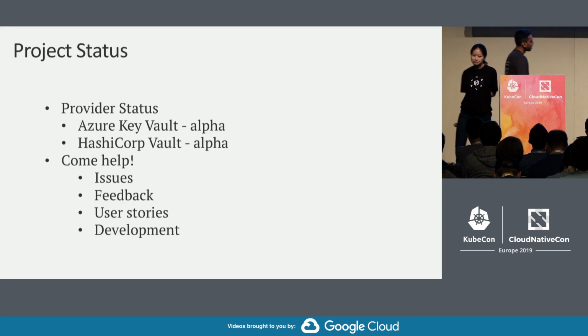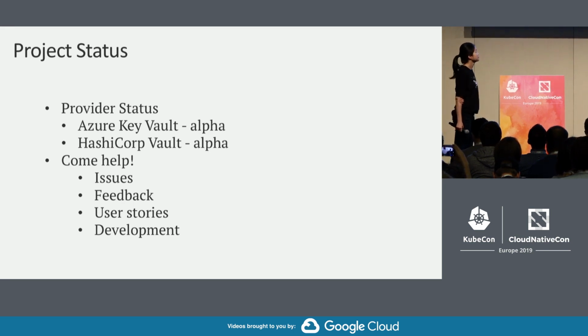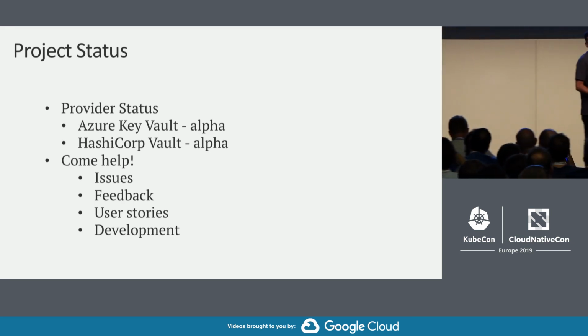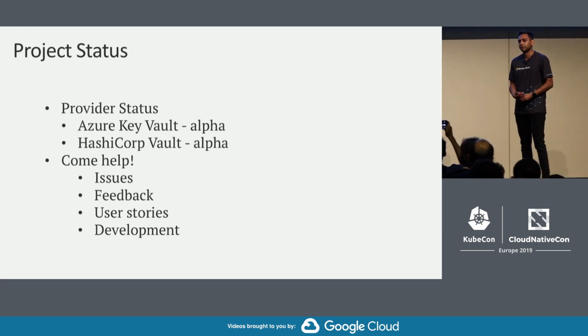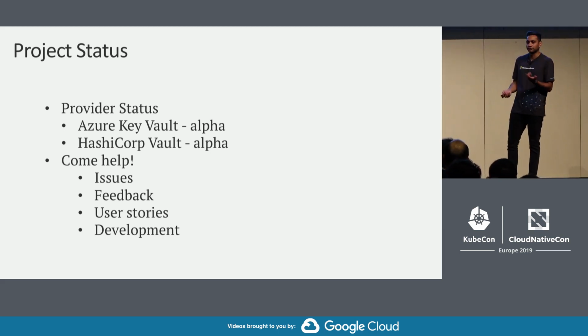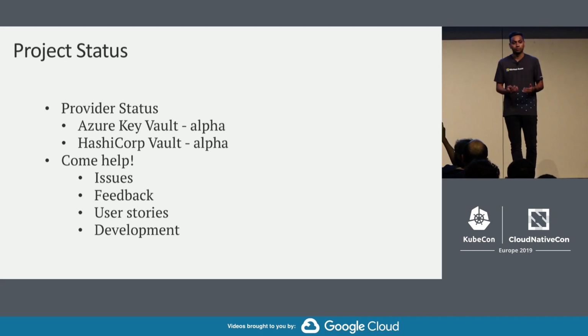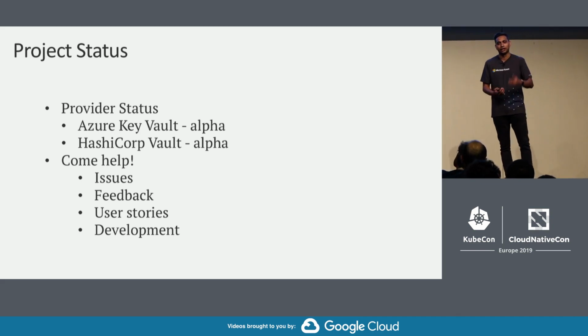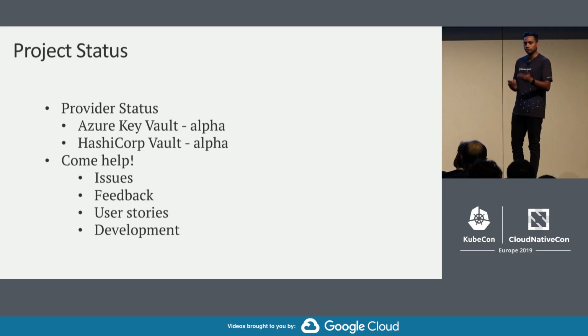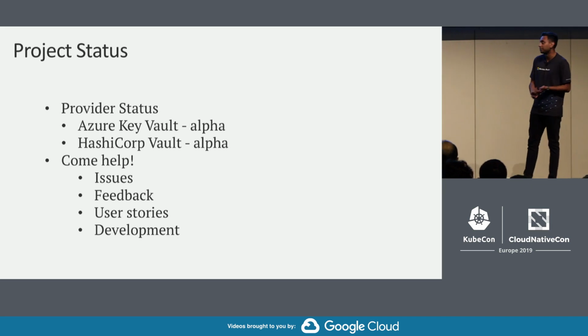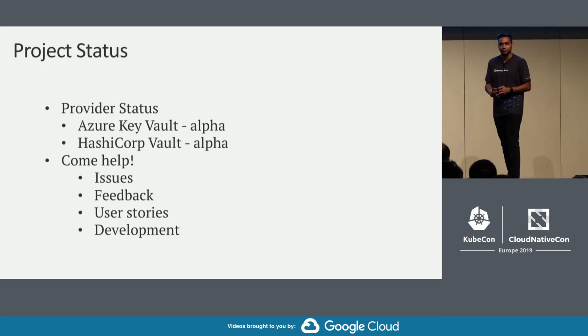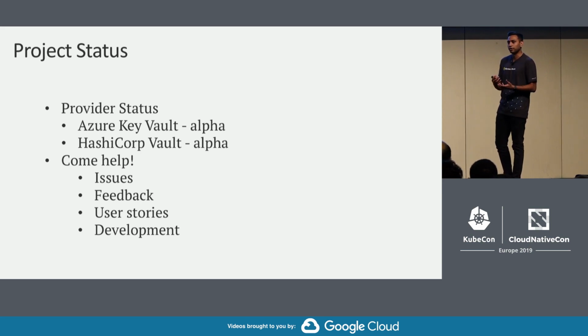All right, so in terms of the project status, you see a bunch of alphas there. You can download it today, you can experiment with it. I would not recommend using it in production yet, for both the providers, for the Azure Key Vault and the HashiCorp Vault. But in the next little while, hopefully we can get them to beta and stable state as we go through some of the user stories and use cases. So please provide your issues, your feedback. We'll give you some links after a few slides here to provide your feedback, so we can figure out where we should add support and where we shouldn't.